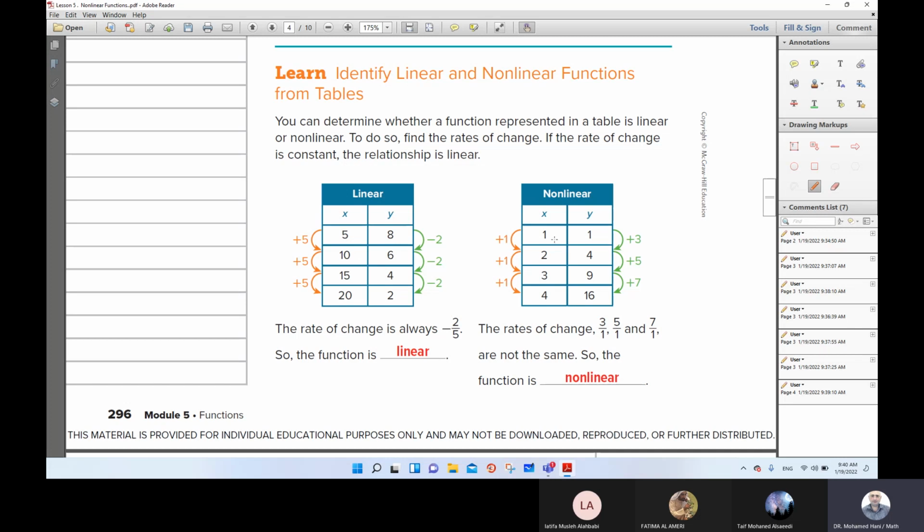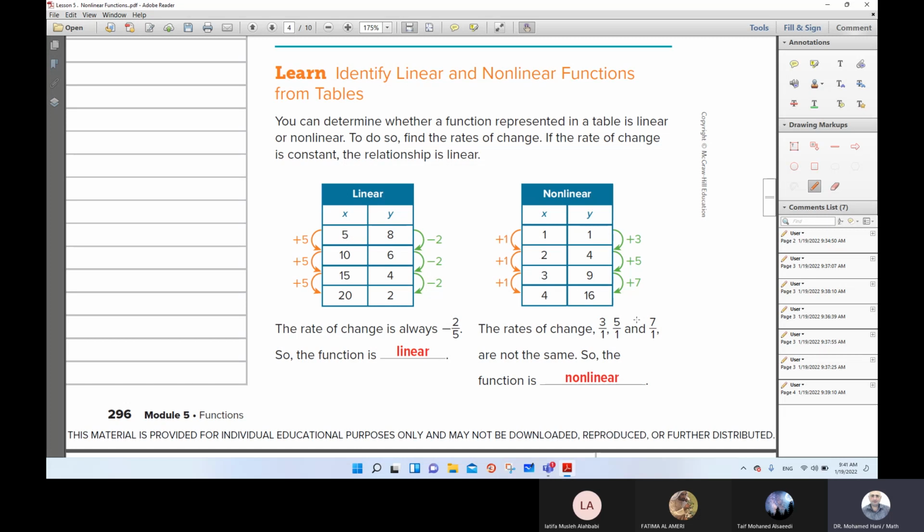In the second example, here we have 1, 2, 3, 4, plus 1, plus 1, plus 1, plus 1. In the second column, we have 1, 4, 9, 16. From 1 to 4, plus 3. From 4 to 9, plus 5. From 9 to 16, plus 7. So as you see, the rate here is 3 over 1, the rate here 5 over 1, the rate here 7 over 1.